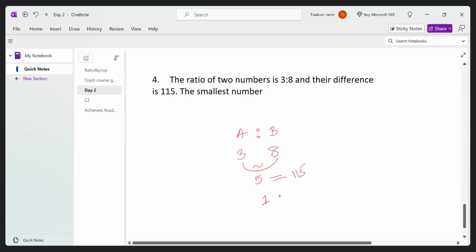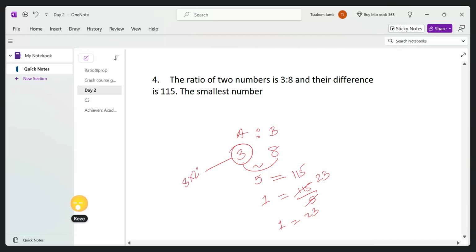Find one part of it. One part means 1 into 5. If we take 5 out, 115 by 5, 5 goes 2 times and 3 times. That means one part is 23. The smallest is 3, so 3 parts will be 3 into 23. This will give us 69 as the answer.